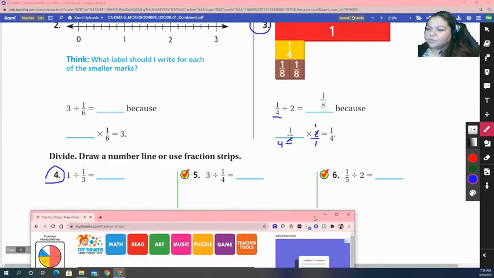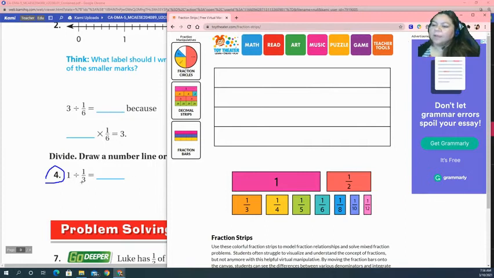Let's do the next one. We have 1 divided by 1/3. So remember, the first digit is my dividend, and I'm going to model my dividend. So I have 1, so I do 1.